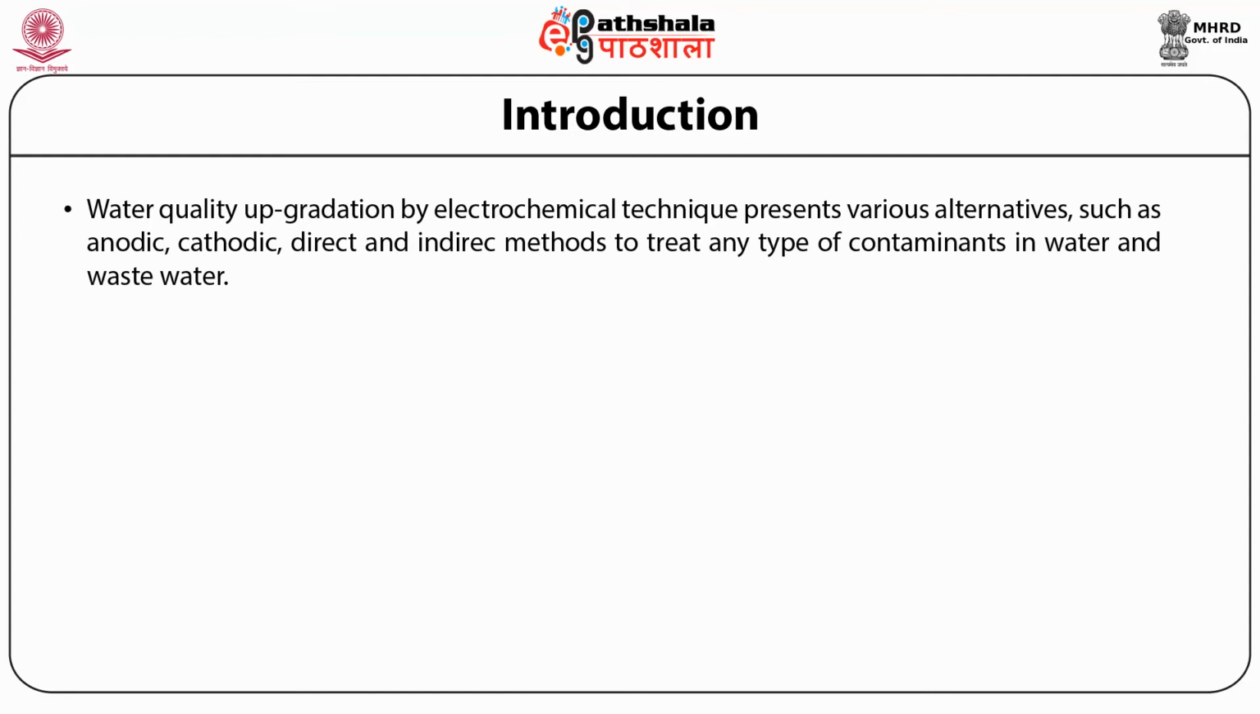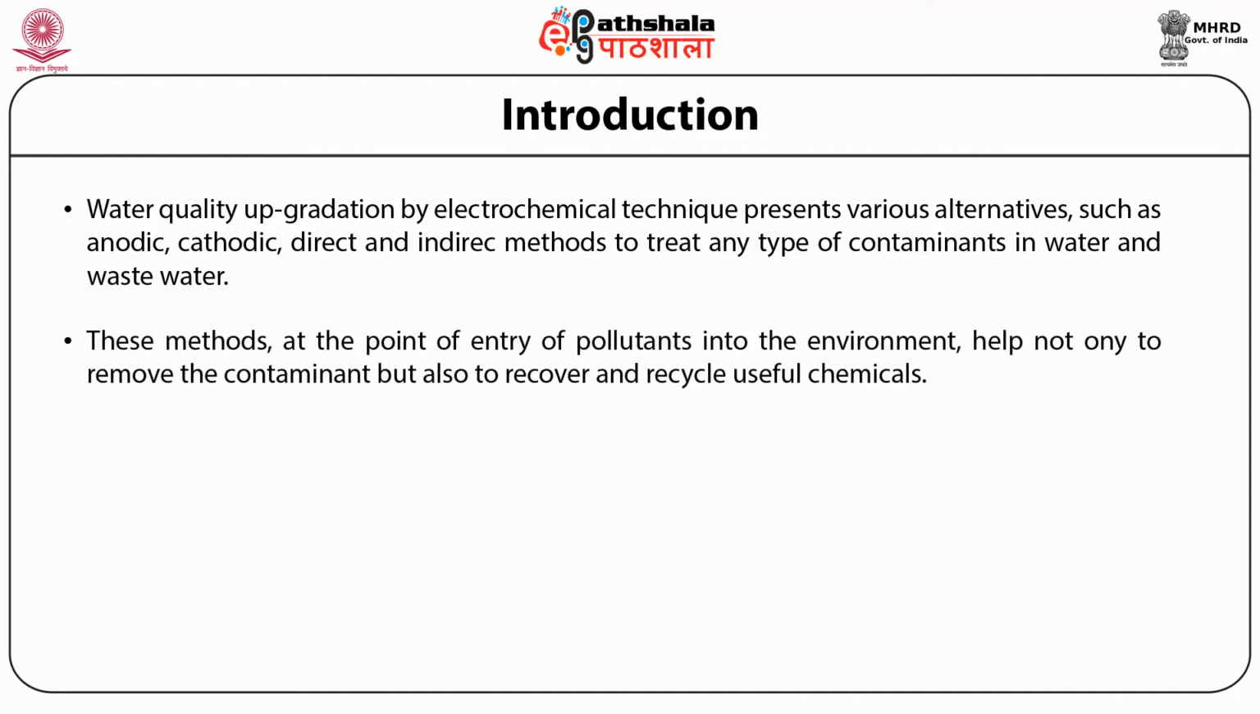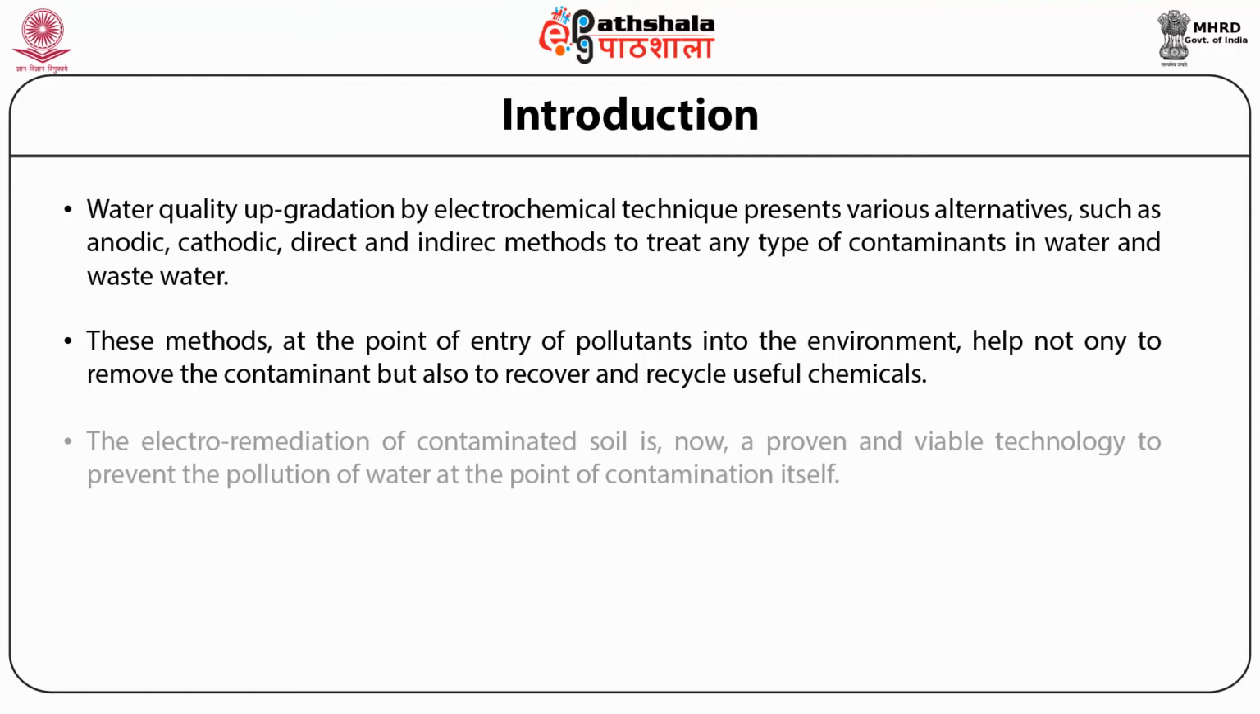Water quality upgradation by electrochemical techniques presents various alternatives such as anodic, cathodic, direct and indirect methods to treat any type of contaminants in water and wastewater. These methods, at the point of entry of pollutants into the environment, help not only to remove the contaminants but also to recover and recycle useful chemicals. The electroremediation of contaminated soil is now a proven and viable technology to prevent the pollution of water at the point of contamination itself.